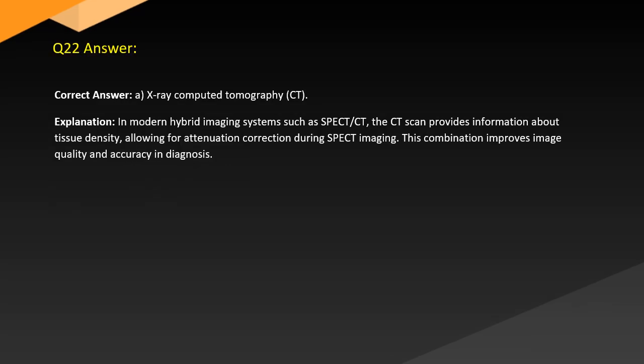Answer. Correct answer. A. X-ray computed tomography (CT). Explanation. In modern hybrid imaging systems such as SPECT/CT, the CT scan provides information about tissue density, allowing for attenuation correction during SPECT imaging. This combination improves image quality and accuracy in diagnosis.